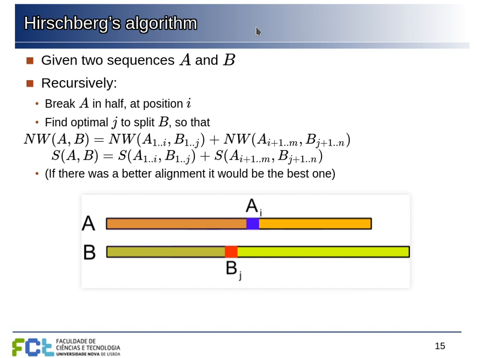Okay, so the idea is that we arbitrarily break A in half, and then we find the J that gives us the maximum sum of the scores when we align one side with one side of A and the other side with the other side of A. And then we can do this recursively. We can keep splitting, and when we reach some sequence of length 1, we just put everything together in the order that we split, and we have the complete alignment. So this is the basic idea for Hirschberg's algorithm.